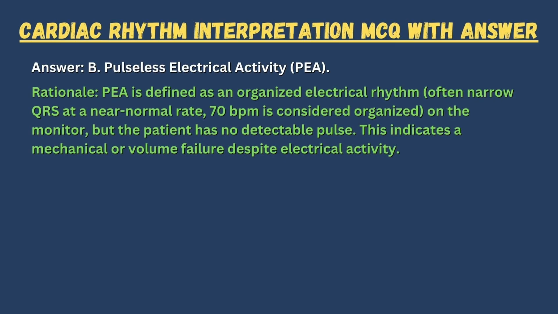Rationale: PEA is defined as an organized electrical rhythm, often narrow QRS at a near normal rate. 70 beats per minute is considered organized on the monitor, but the patient has no detectable pulse. This indicates a mechanical or volume failure despite electrical activity.